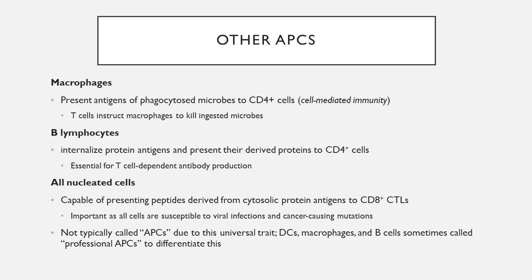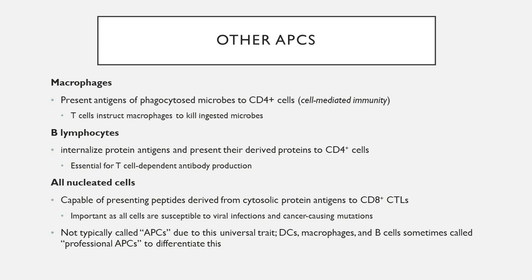B cells also have the ability to internalize protein antigens and present them to CD4 plus cells. And this is vitally important for the development of more specialized and more effective forms of antibodies. It's a process known as T cell-dependent antibody production.